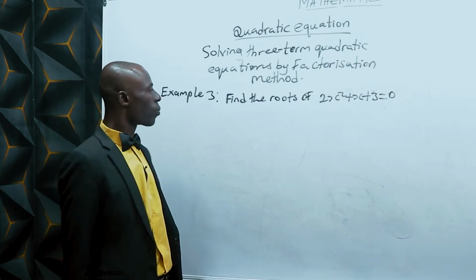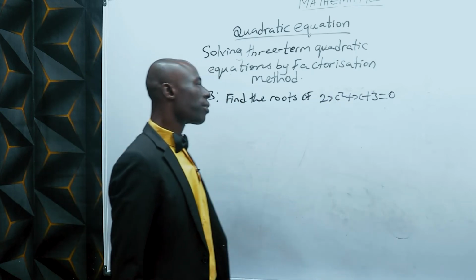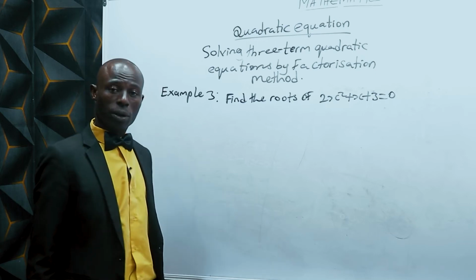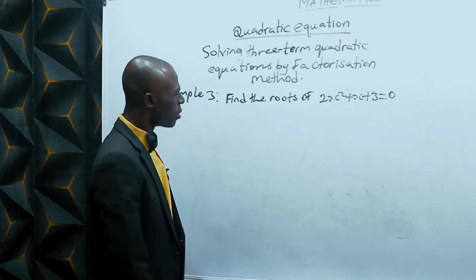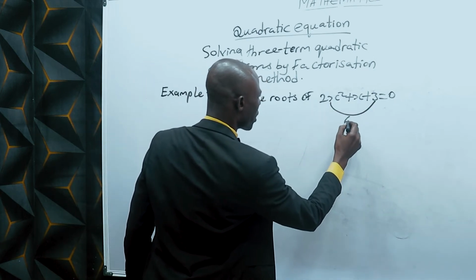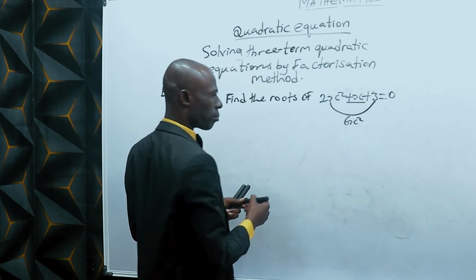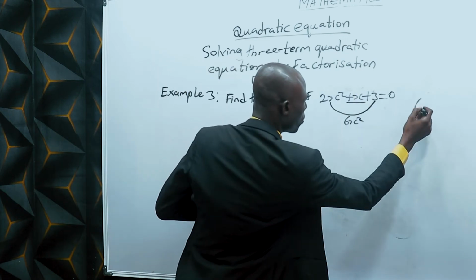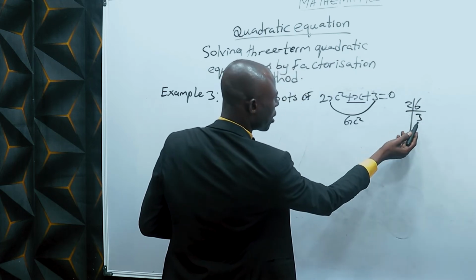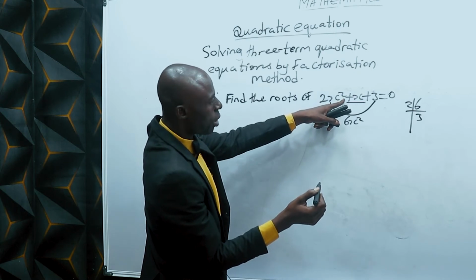Example 3. Find the roots of 2x² + x + 3 = 0, still by factorization method. Multiply the first and last term together, we have 6x². Underline the middle term. So 6, 2 here, 3. Can we manipulate 2 and 3 to get the middle term, the coefficient of the middle term?